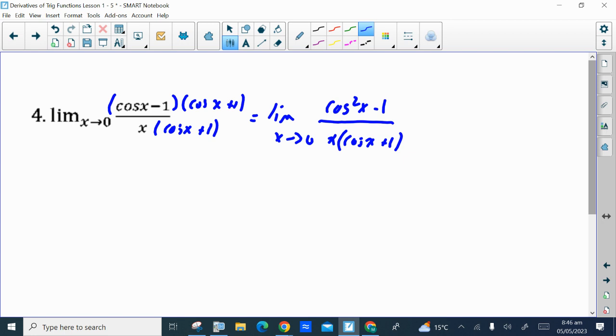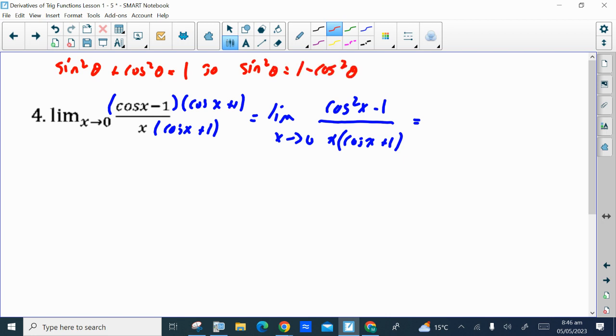I'm not going to multiply that out. Now, cos squared x minus 1, we can write that in terms of sine. And here's how. Again, we know from our Pythagorean identity that sine squared theta plus cos squared theta equals 1. So we can say that sine squared theta equals 1 minus cos squared theta. We've used that identity lots. 30-1 and now in 31.